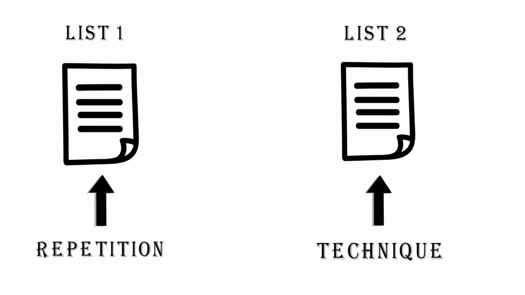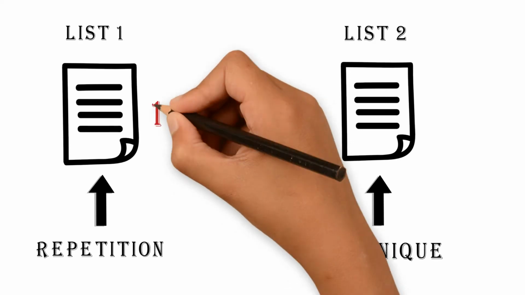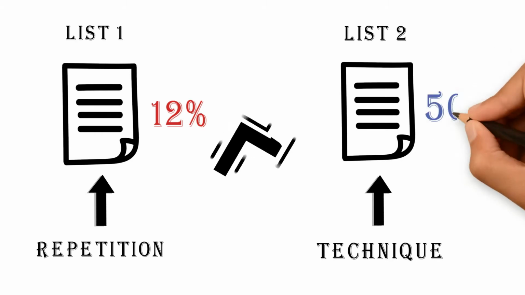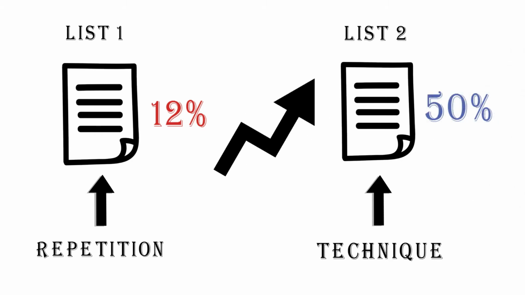The next day, I tried to recall the meanings of the words in both lists. For the first, I was able to recall only 12%. But for the second list, I recalled as much as 50%. This is pretty impressive considering the fact that I spent only 1 minute memorizing each word. So now let me explain this technique to you.